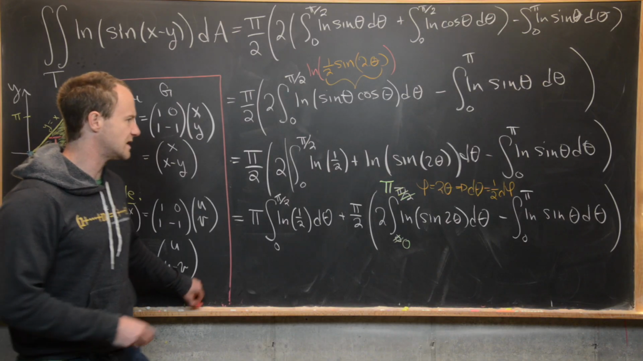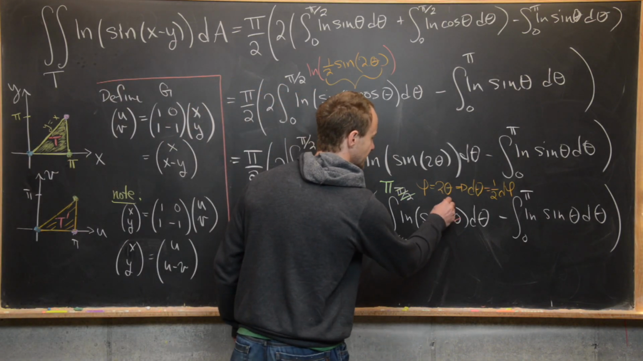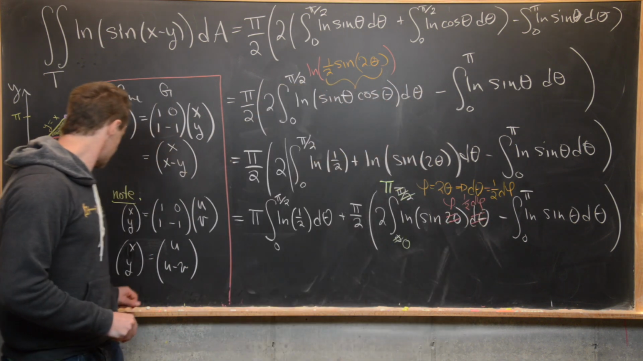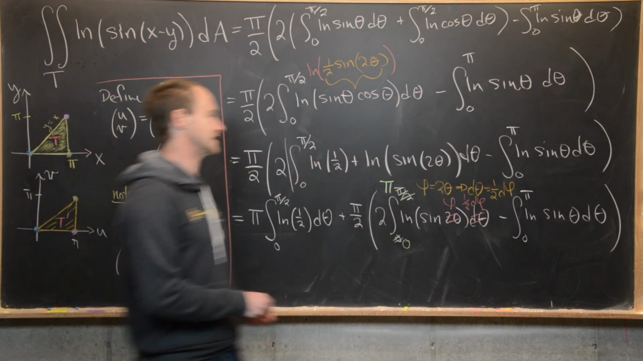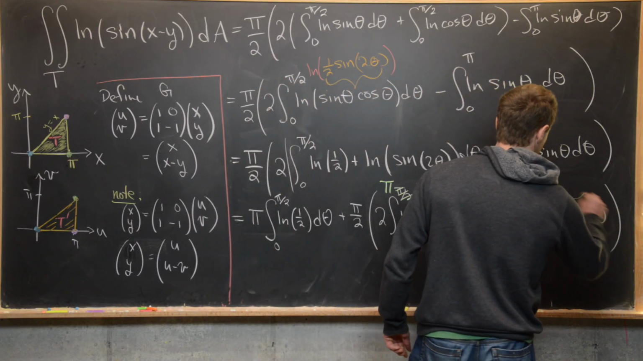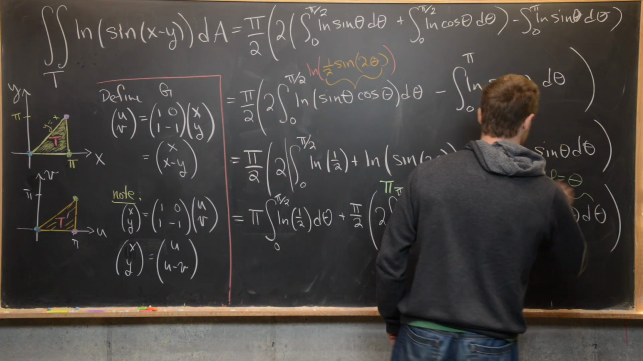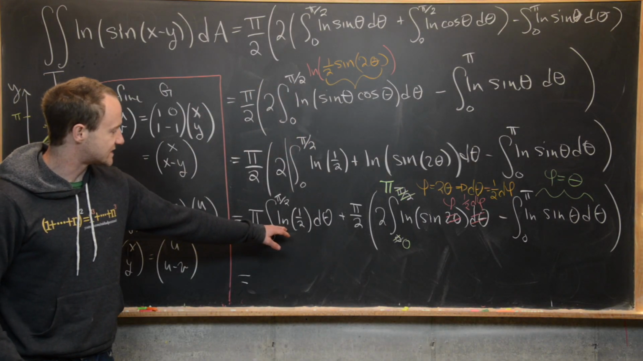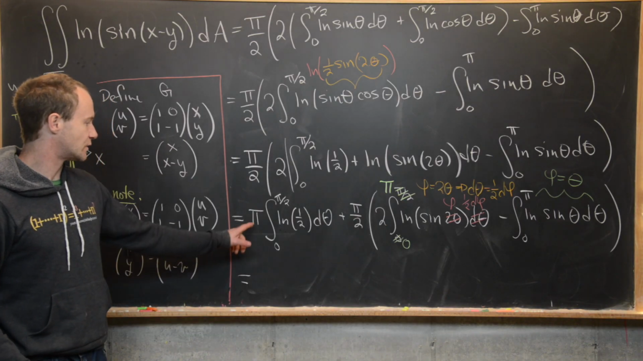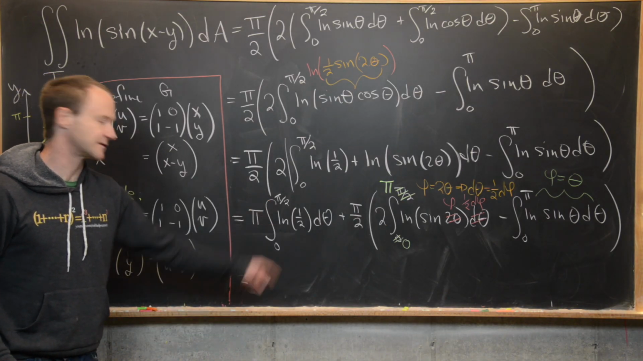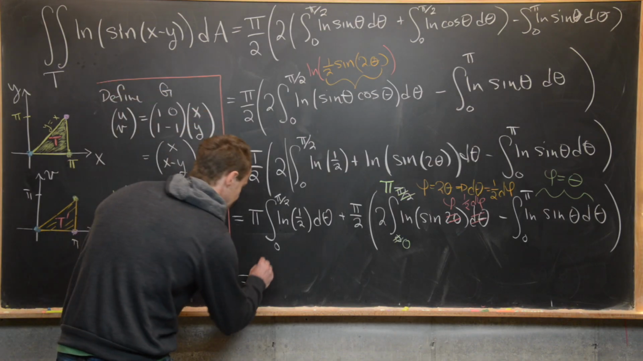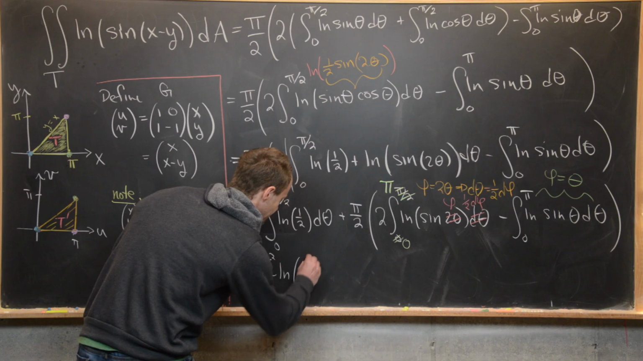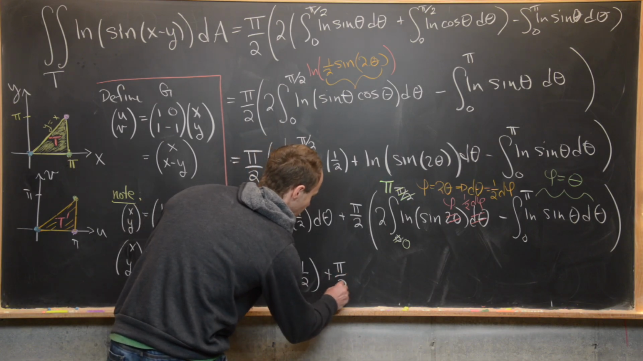Okay, so let's see what else happens here. This is going to turn into a phi. This is going to turn into a 1/2 d phi. So let's do that simultaneously while making the change of variables over here, which is just phi equals theta. So let's see what that gives us. I'm going to go ahead and finish this off. So this is just a constant. So we'll have pi times the length of this interval times that value. So that's going to be pi squared over 2 times natural log of 1/2 plus pi over 2.